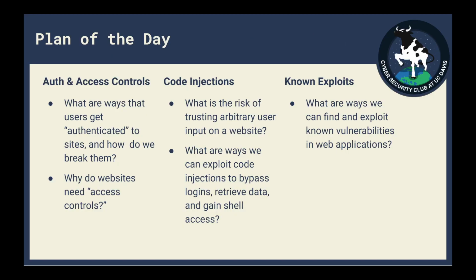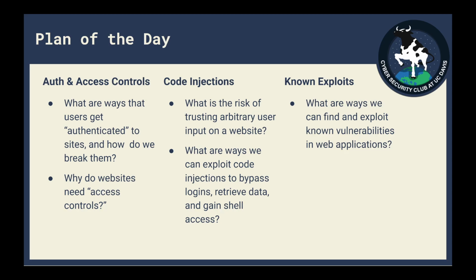Plan of the day. Three kinds of vectors we're going to be going down. First, authentication and access controls, exactly how they're implemented in web applications and ways to bypass them, or what happens if they're not implemented properly. Second is code injections. Whenever user input gets passed to a web application, you shouldn't trust it. Why? Because it can include code, any types of code, PHP, Python, SQL, all sorts of fun injections that we'll be showing off to demonstrate the dangers of code injections.